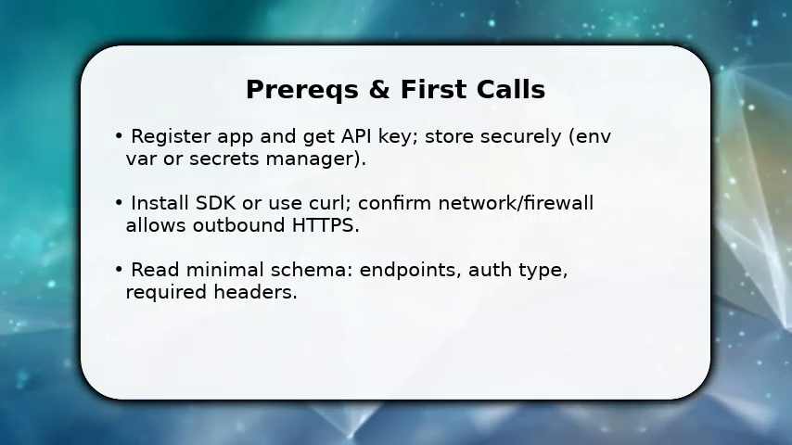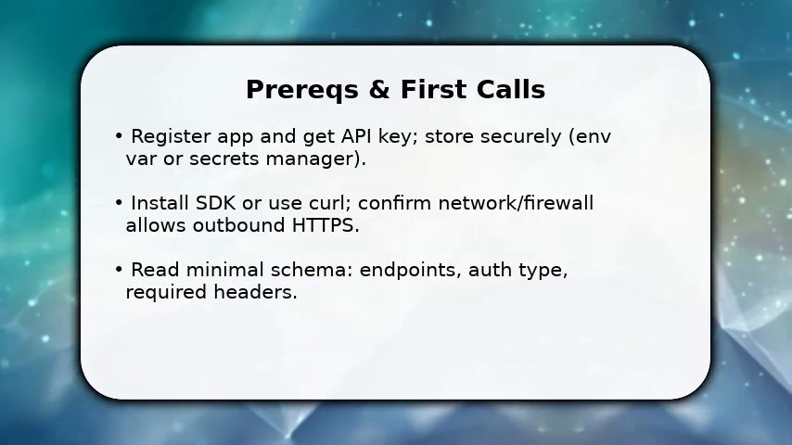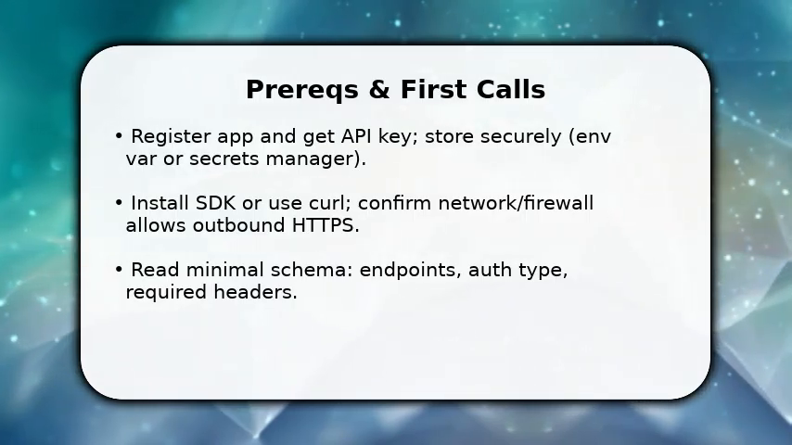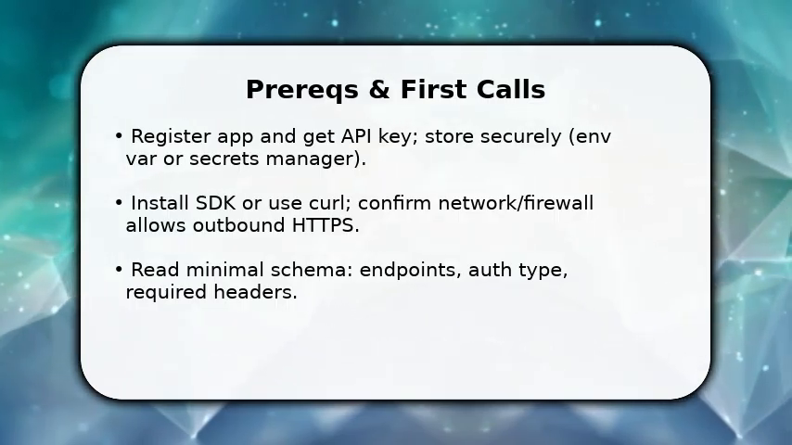Make a simple GET to a health or version endpoint to verify connectivity. Doing this first prevents credential or network surprises later. It shows you a working baseline before adding complexity.